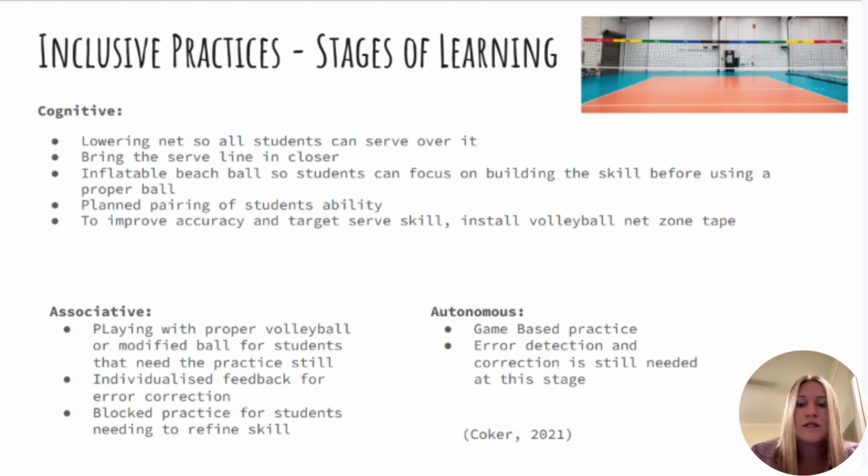To improve accuracy and target the serving skill, we would install volleyball net tape, which is pictured above. In the associative stage, we'll play with a proper volleyball, modifying the balls for students who need it, with individualized feedback for error correction, and block practice for students to refine the skill. The autonomous stage is more game-based practice, and error correction and detection is still needed at this stage.